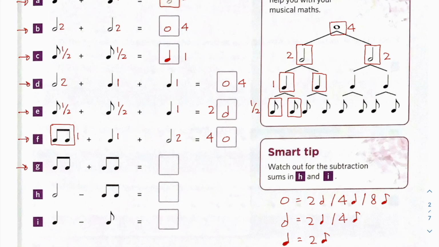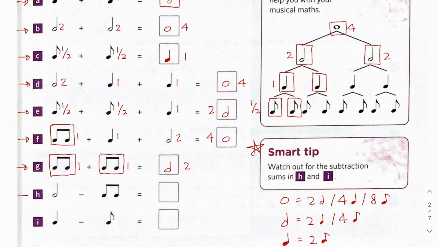Question G, here we have a pair of quavers which is the same as 1 count plus another pair of quavers which is also 1. So 1 plus 1 equals 2, and we can use a minim here to show the answer. Now pay attention to question H and I. Look at the smart tip here. It says watch out for the subtraction sums in H and I. So question H and I, they are subtraction questions, not addition questions.